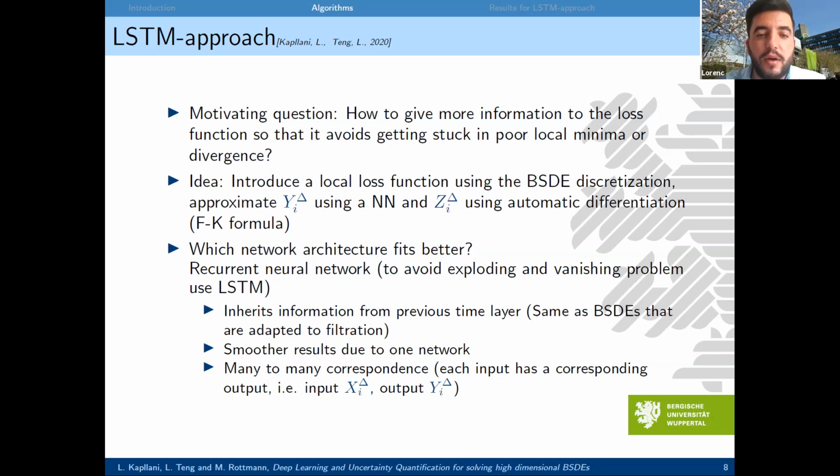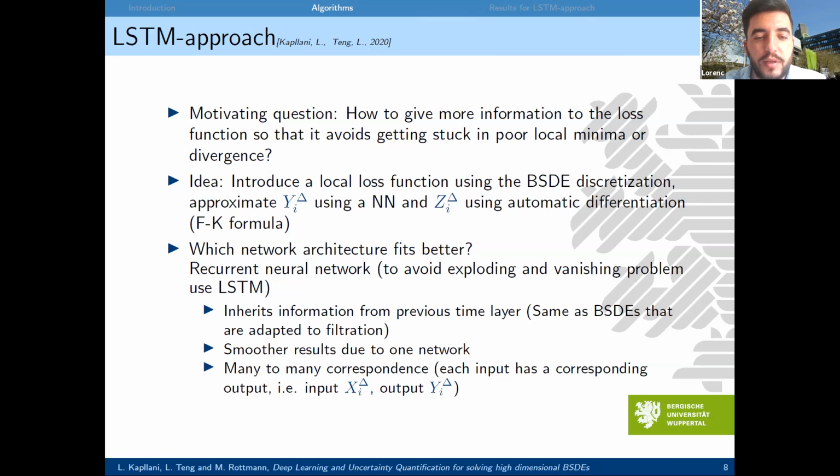And therefore, I will also show you a bit later, in the next slide, the algorithm, and then I will show you also the architecture to understand it better. But the main idea is like this. And then which kind of network architecture would fit better this kind of loss function?